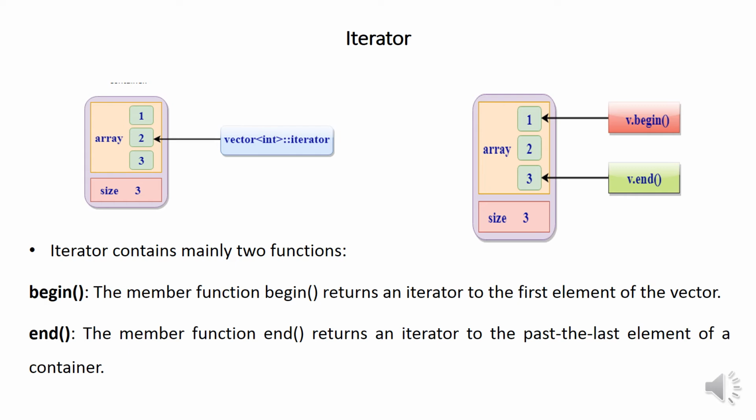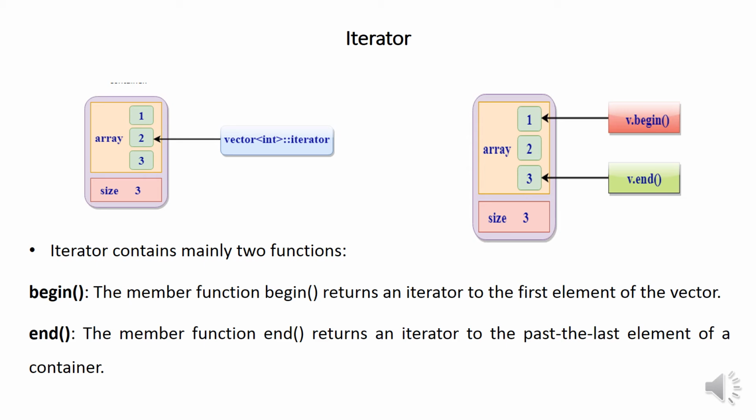In the diagram for the array, there are three elements, so the size of that array is 3, and we have to iterate in a vector. A vector is a container. The data type consisting in the vector is integer data type, meaning integer values are stored in the vector, and the iterator points to value 2 in the array.